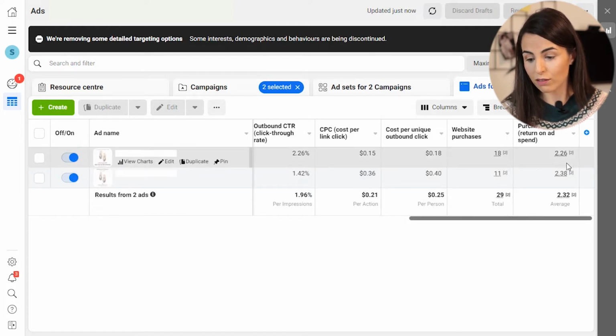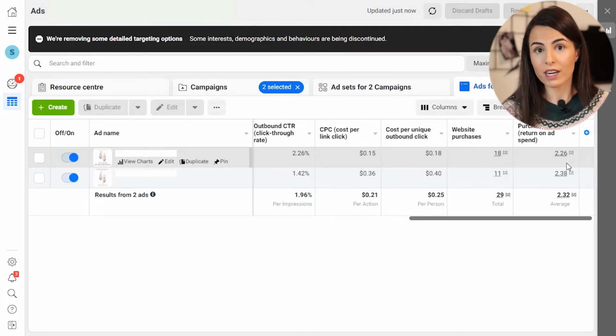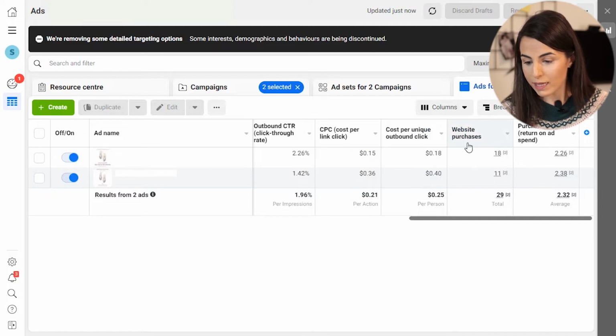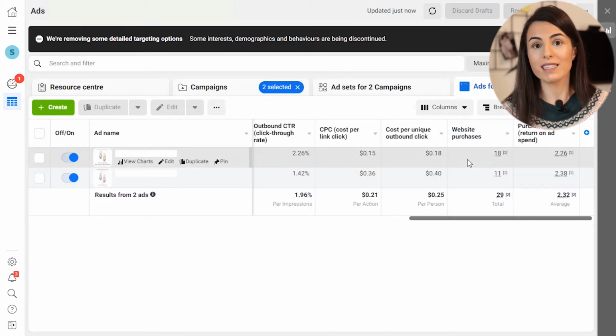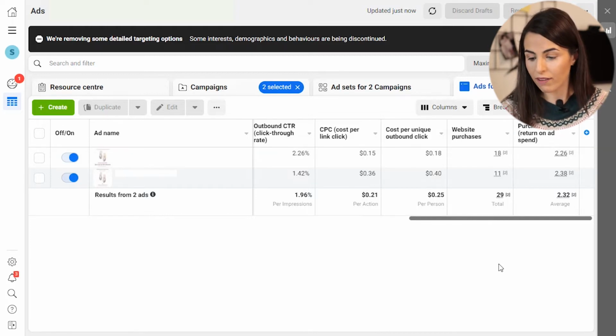So this means that for each of these campaigns, I am making more than what I'm paying for the ads, not for everything. But I know from my Shopify dashboard that those campaigns are actually profitable, even though Facebook Ads Manager didn't record all the results in here. In here I have the website purchases, so the number of sales I have made out of each of these campaigns. So for the first one I have 18, for the second one I have 11.